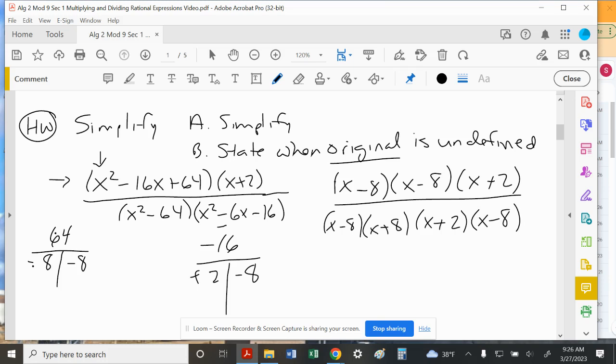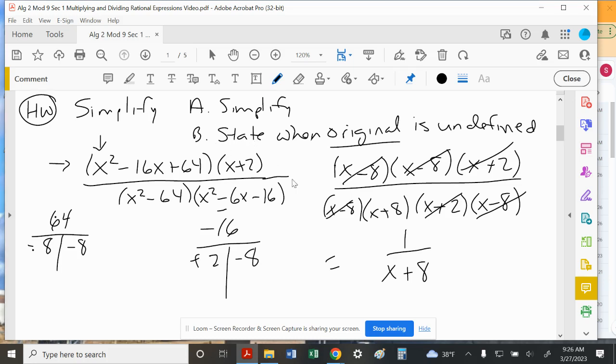So what's going to happen in that particular case is we can see that this x minus 8 and this x minus 8 cancel. This x plus 2 and this x plus 2 cancel. Notice that this x minus 8 cancels with this x minus 8. So you notice we have, in a sense, nothing left on top, but we really do. We have 1 over x plus 8. So that would be my final answer when I simplify it.